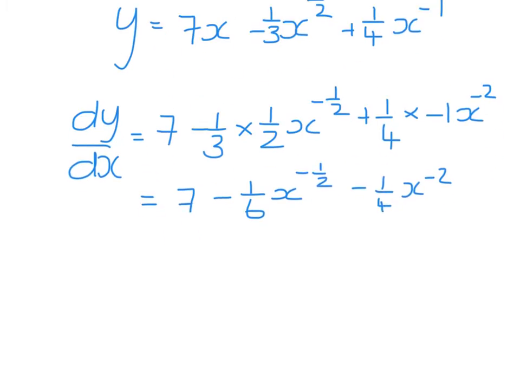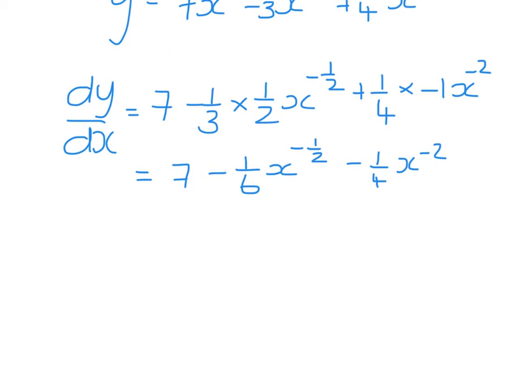I'm just going to simplify that. The minus tells us it's a denominator, and the half means square root. Minus tells us it's a denominator, and we have squared.